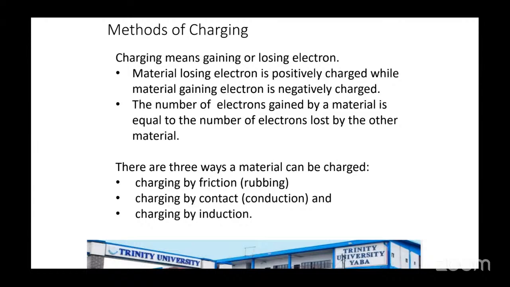That is rubbing. Your pen is plastic. Your pen is an insulator. Your hair is also like a silk. It's an insulator. So they are not conductors, they are insulators. So when you want to charge insulators, you rub them. You charge them by rubbing them or by friction.